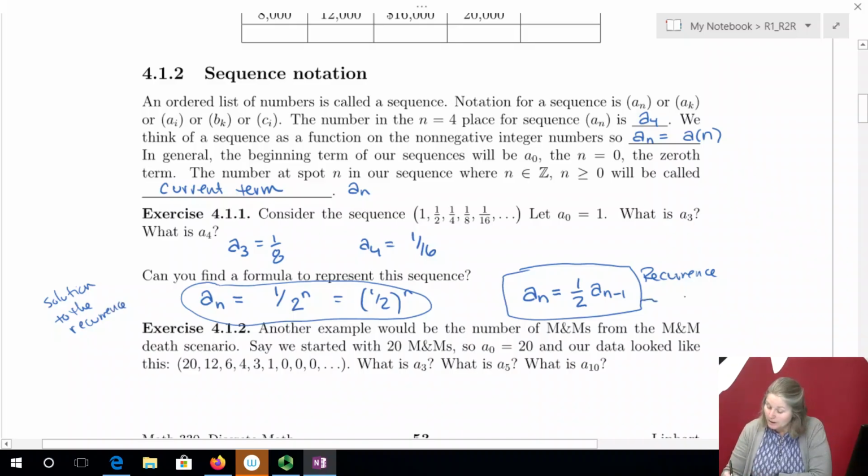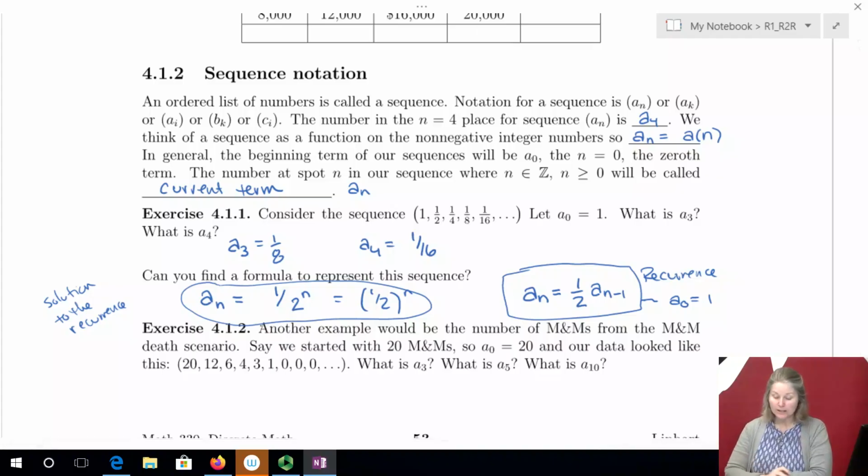Now this recurrence, along with a0 equals 1, is enough to give the sequence. The first term is 1. Then to get a1, I would take 1/2 times a0, so I would get 1/2. Then I would take 1/2 times a1, so I would get 1/4. So this represents the sequence. This also represents the sequence. This is a recurrence formula. This would be a solution formula. Once we're given the recurrence, we could find that. Sometimes it's fairly easy to find, like in this case.